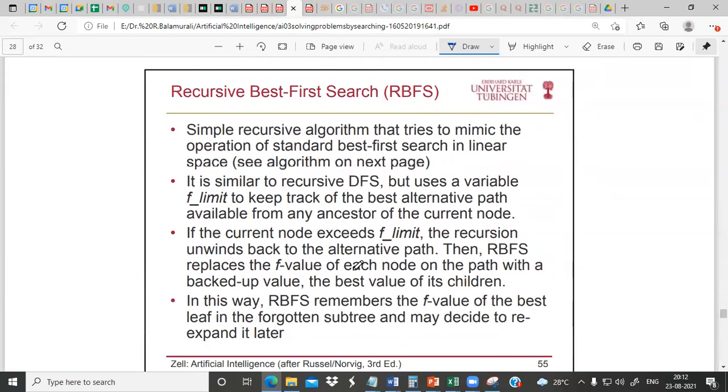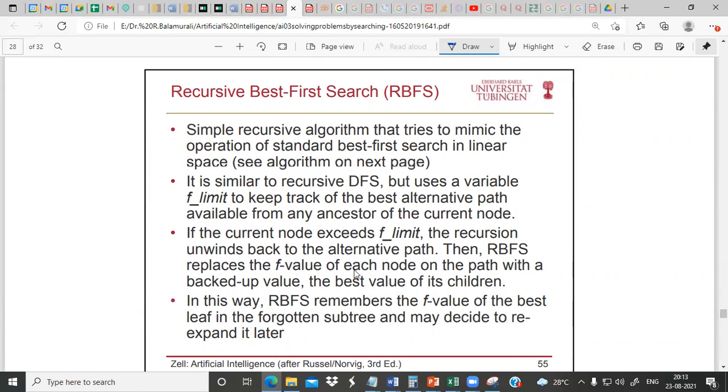Next we have another algorithm which is called recursive best first search, RBFS. Already we have discussed this. This is not breadth first search. This is best first search. It is recursive best first search.